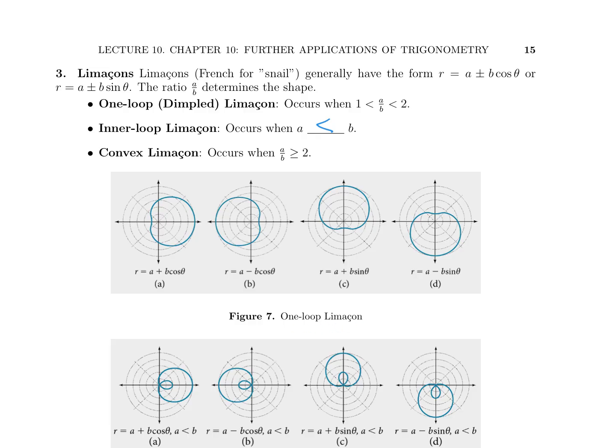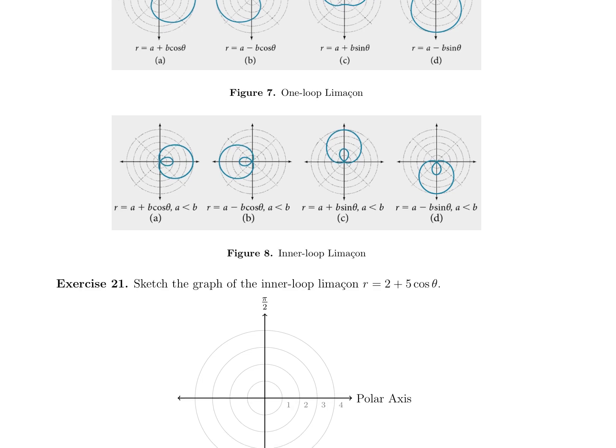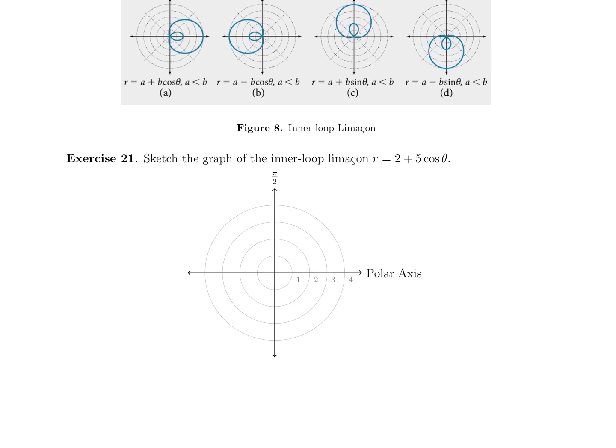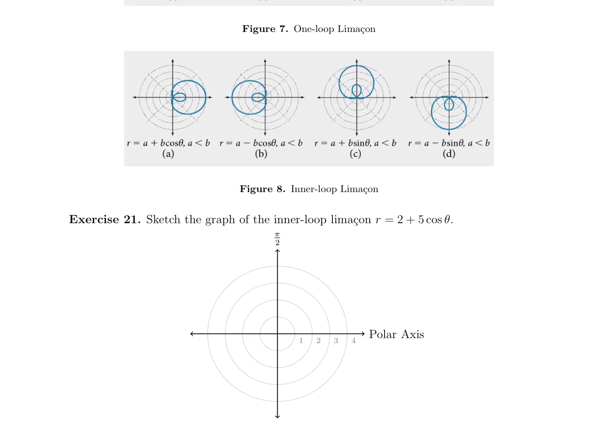I'm not sure if I'm saying that right, but all right, this would be an example of an inner loop. And same idea, there are four different versions depending on whether it's plus or minus or cosine or sine. Okay, so let's look at our first example of an inner loop limacon. So it's going to be a plus cosine, so we should expect it to look something like this on the right side, right? Because of the plus and the cos, it should look like the first one on the left. Okay, so let's start with what we should do first, which is to find the zeros. So let's find the zeros first.